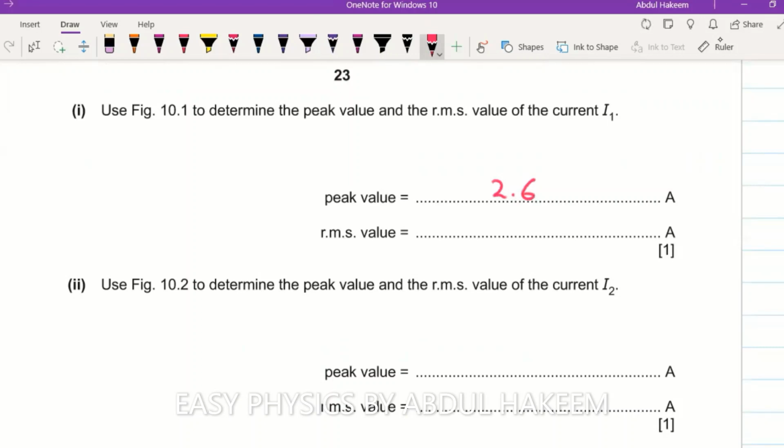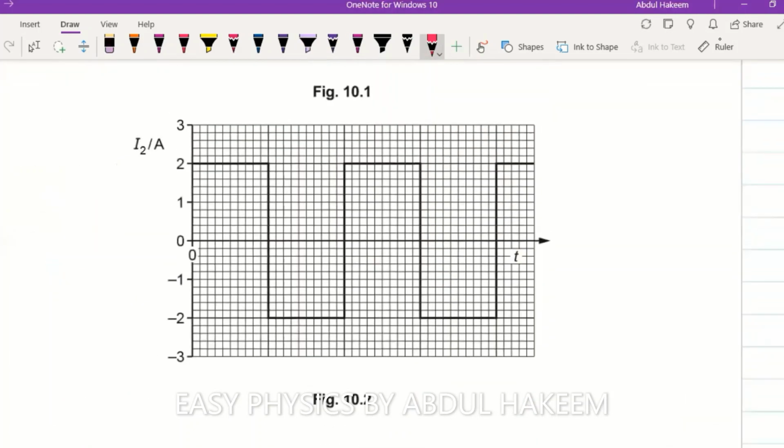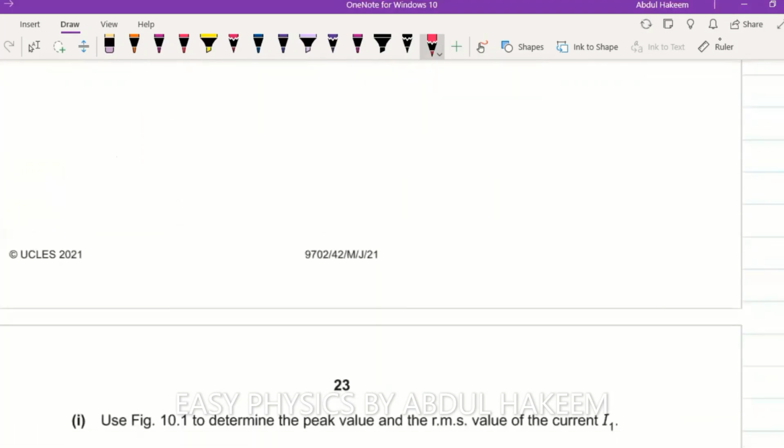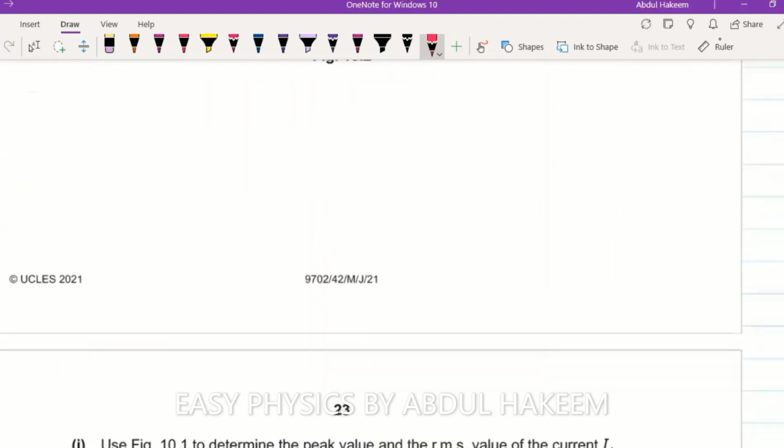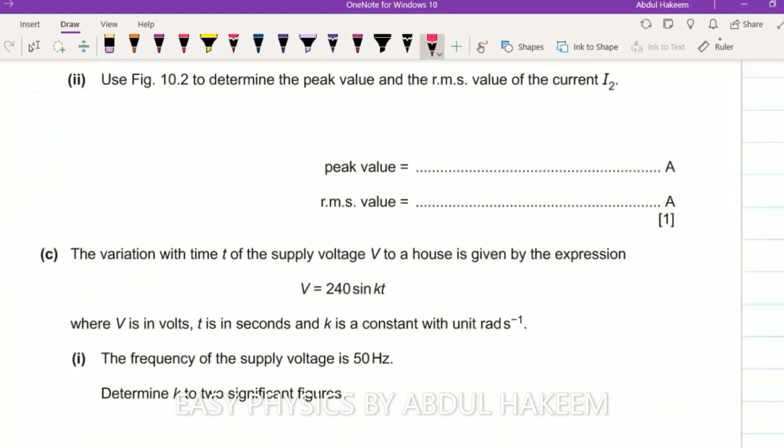And then we have to calculate the RMS value. So I RMS is equal to peak current divided by under root 2. So after the calculation, 2.6 divided by under root 2, it's coming 1.8. And the second is the square wave. So the RMS value and the peak value both are the same. So both are 2.